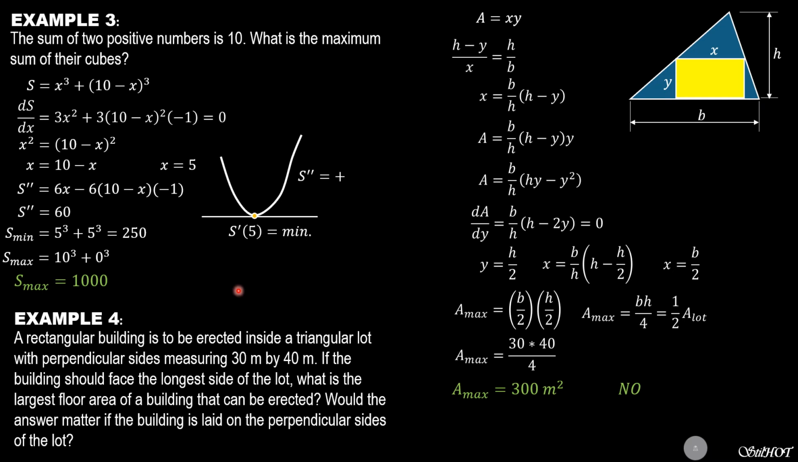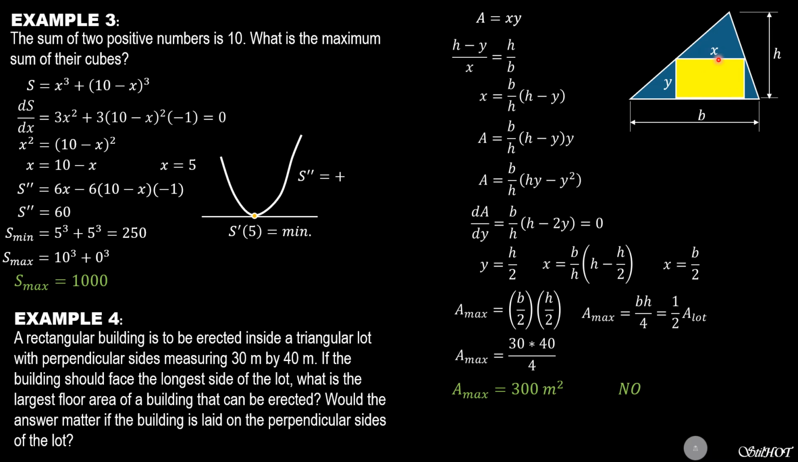So let's answer that. I'll generalize the situation. So I'm not considering a right triangular lot. This is a right triangular lot because the dimensions are 30 by 40, and it is mentioned here that the perpendicular sides are 30 by 40. So I just consider this triangular lot in general, and this is the rectangular floor area of the building.